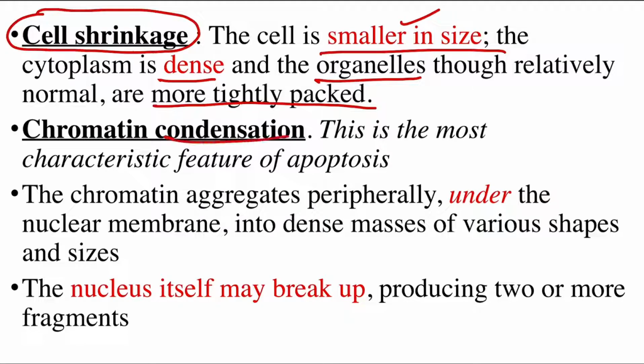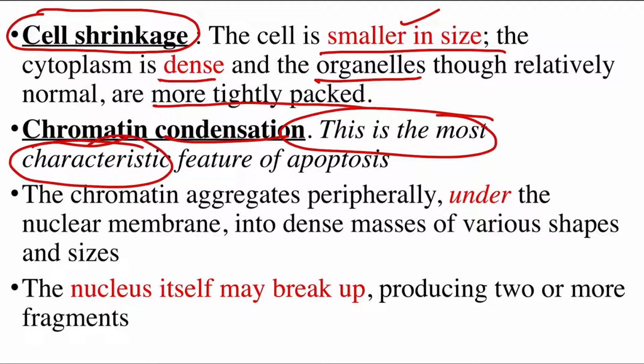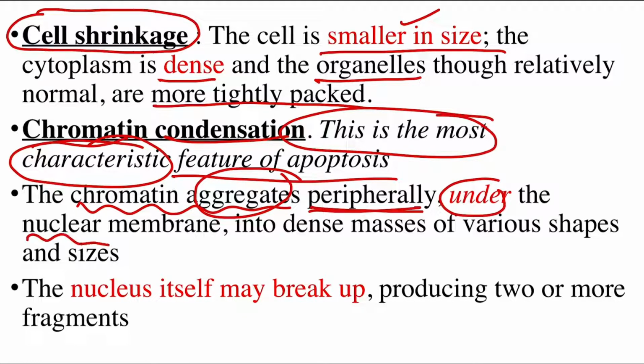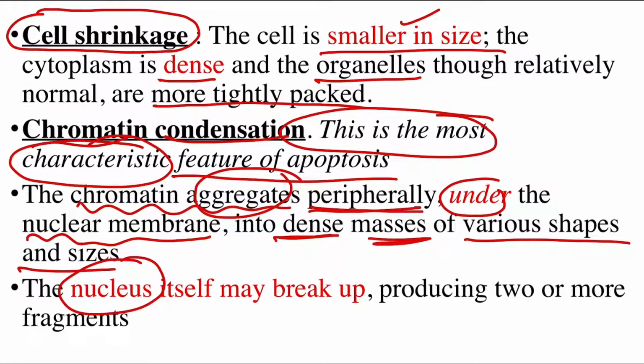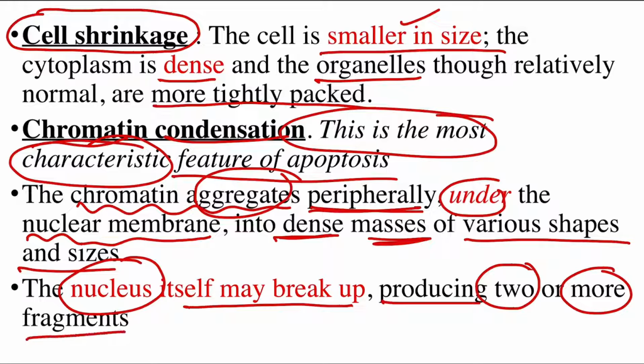Then chromatin condensation is another feature. It's the most important, most characteristic feature of apoptosis. The chromatin aggregates are formed, and they are formed peripherally under the nuclear membrane into dense masses of various shapes and sizes. The nucleus itself may break up, producing two or more fragments.